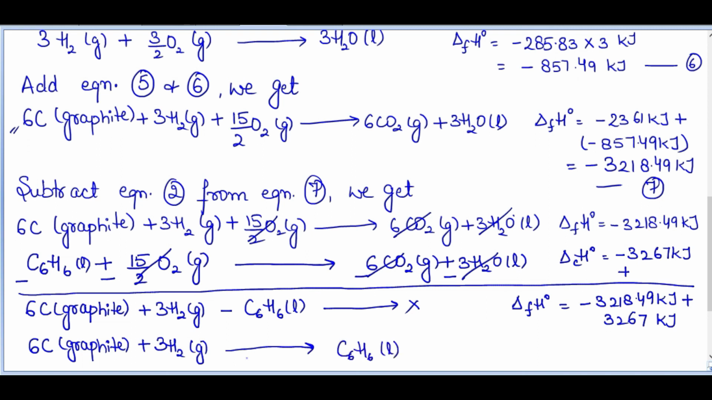C6H6 liquid. Here you just see the reaction that in equation 1 I have prepared the reaction carbon plus hydrogen give rise to C6H6, right? So if I'll subtract this value 3218.49 from 3267, I'll get enthalpy of formation of benzene, that will be positive 48.51 kilojoule. In your book, they have given the negative answer, that is absolutely wrong. So you just follow the calculations and make that correction.